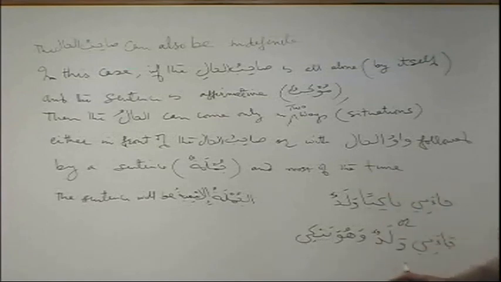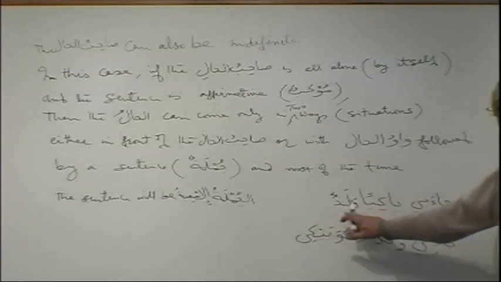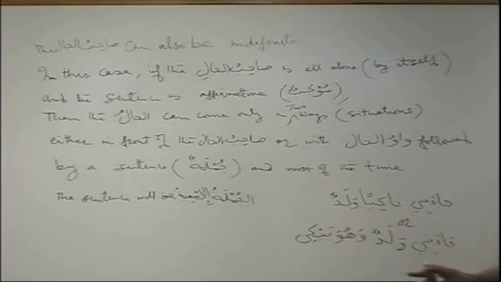Ja'ani baqiyan waladun. Why would you bring baqiyan in the front? Because it is all by itself. It does not have any sifat, adjective. It is not mudaf ilayh, and the sentence is not negative. It is affirmative. Fine. This is one way the hal will come. What is the other way the hal will come?